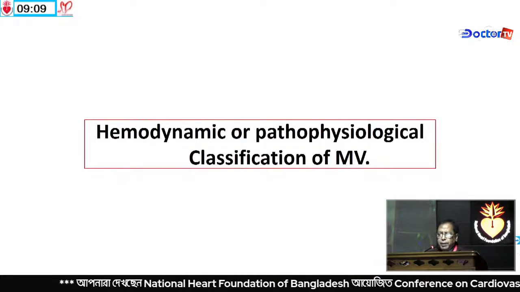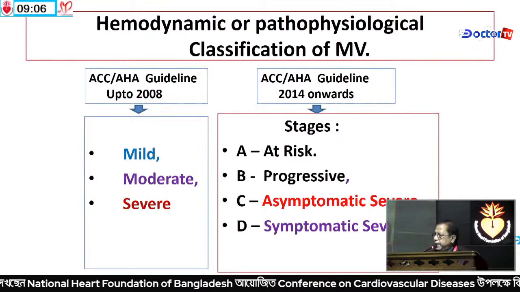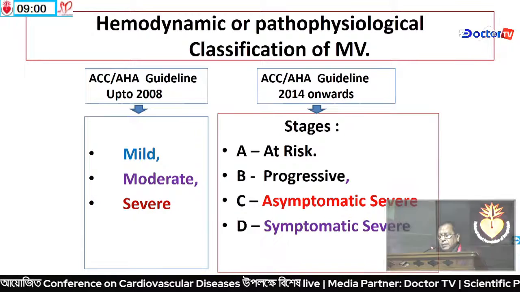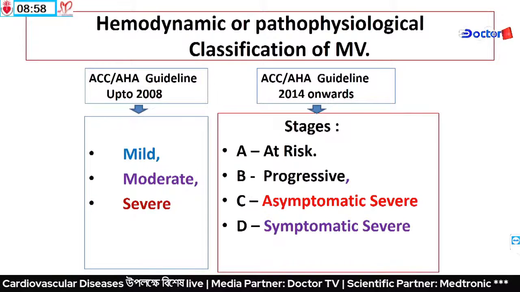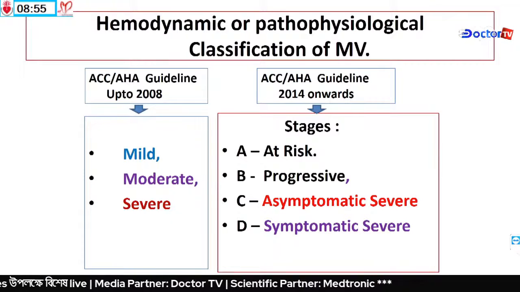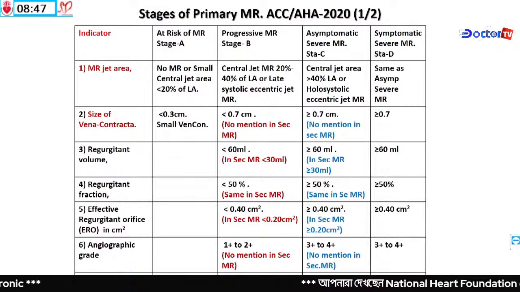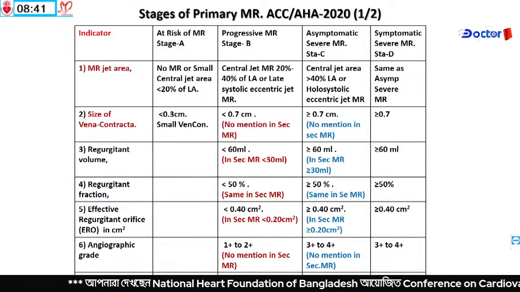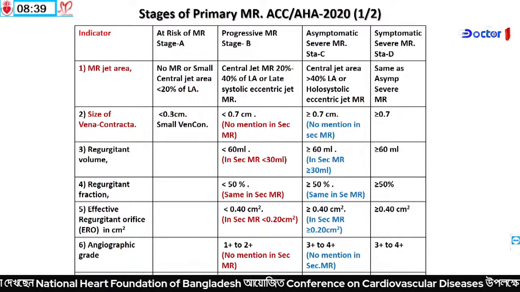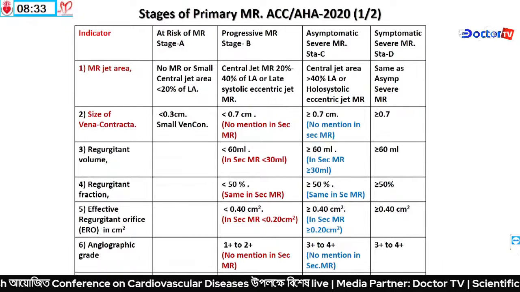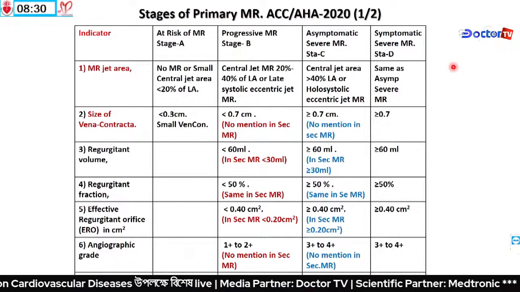So what is the hemodynamic classification? Up to 2008, it was mild, moderate, severe, but from 2014 onward, the staging system comes into practice, but still now we are practicing the mild, moderate, severe in our lab. So the staging system is at risk, progressive, asymptomatic severe, and symptomatic severe. And these are the parameters for determination of the hemodynamic severity of the mitral valve lesions. Among these parameters, regurgitant jet area, size of vena contracta, and size of LV are usually practiced in day-to-day clinical life to determine the hemodynamic severity.